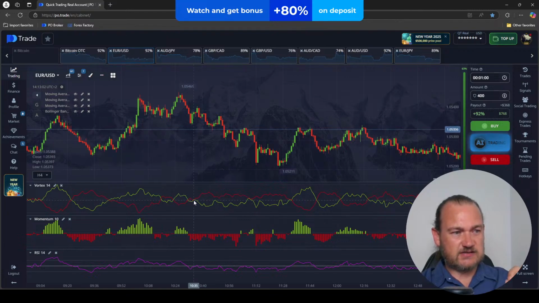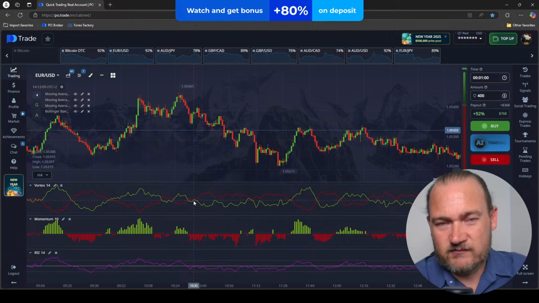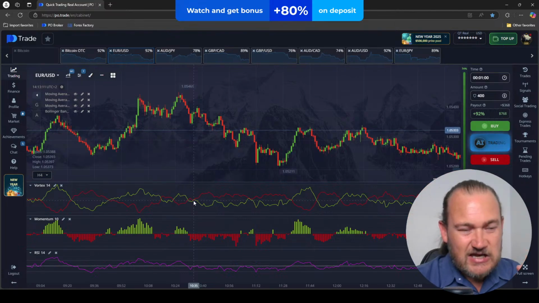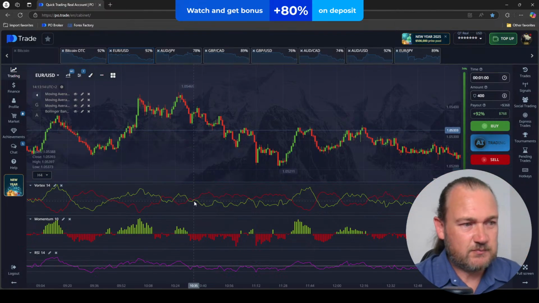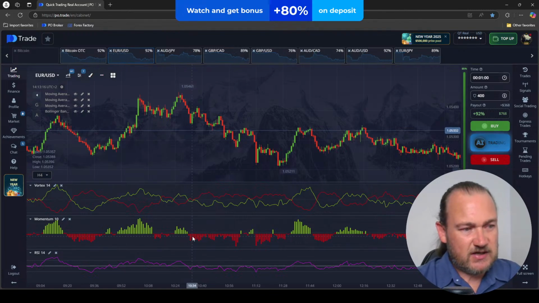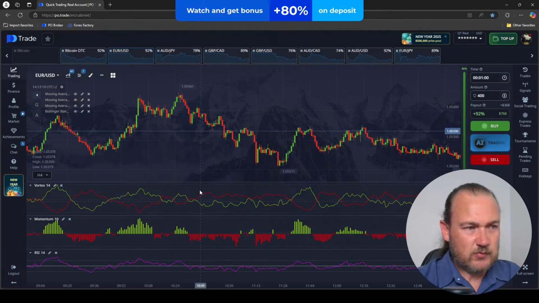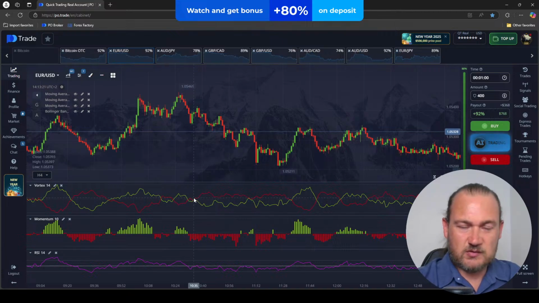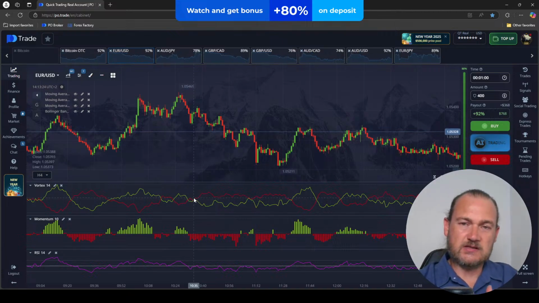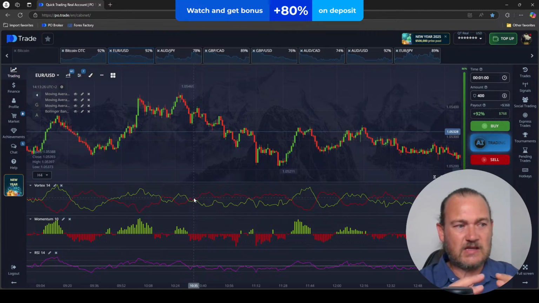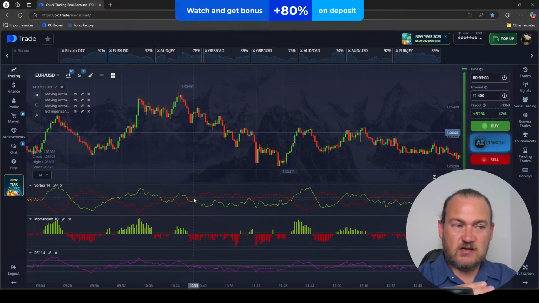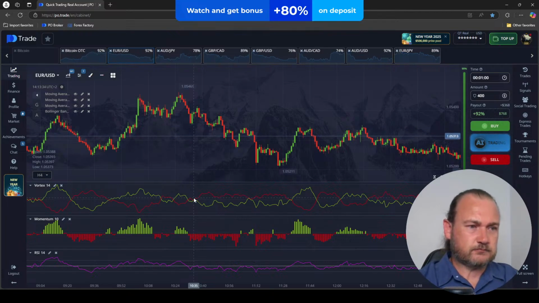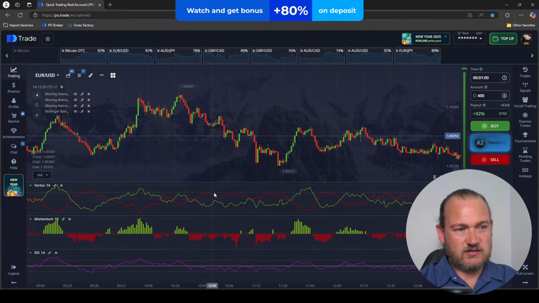Would we have taken it when it crossed back like this? For just a second there, the Vortex VI plus just inched over the VI minus, but we had very strong bearish momentum when this happened. So this will not be a buy for us. We need to look at the momentum of the current move to determine whether the Vortex is giving us a false entry or an actual valid entry. And as we can see here, the Vortex remained.